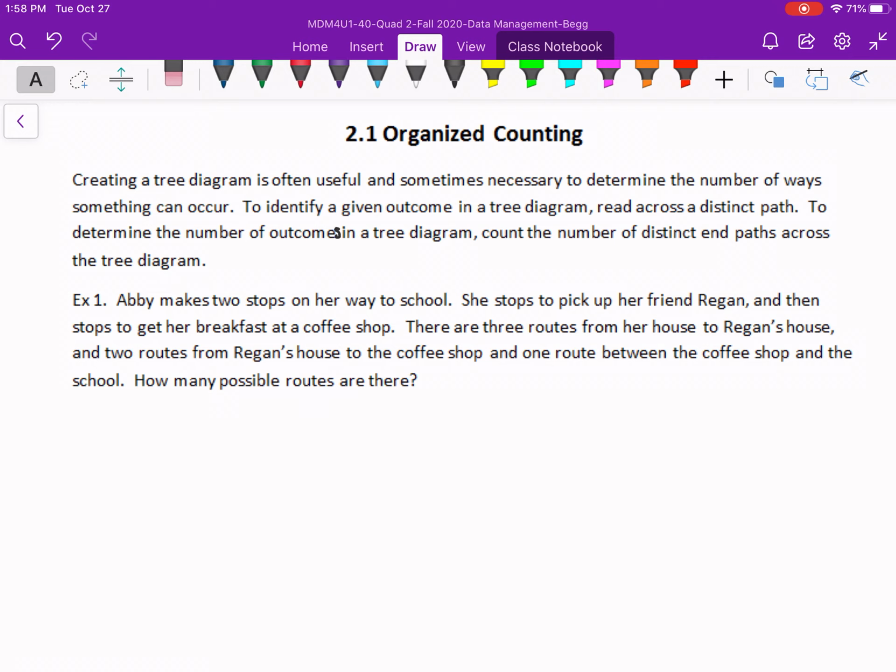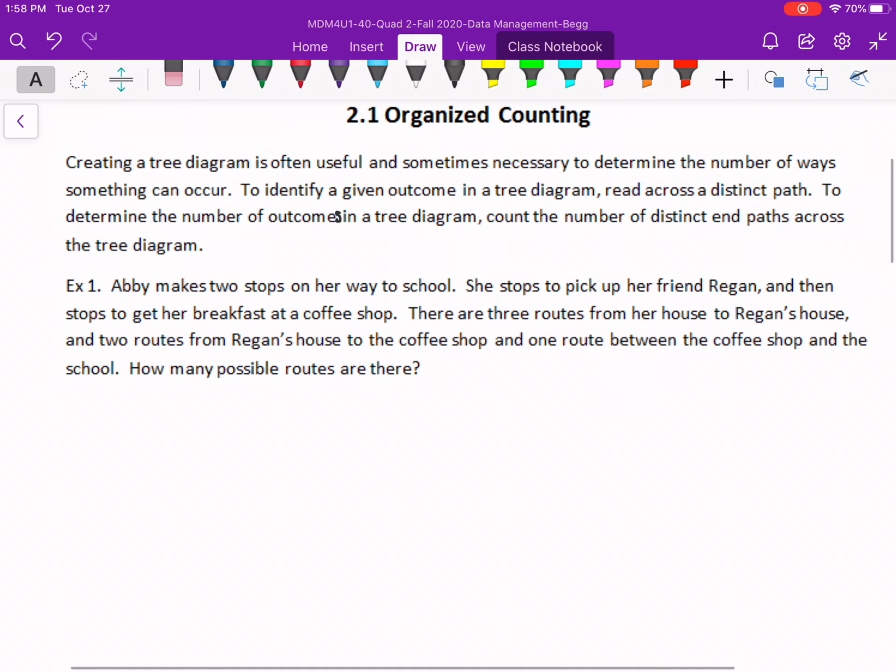However, when we're dealing with probability, we often have to count very large numbers of outcomes, and so we need some techniques to be able to do that. So that's what permutations is, one of those techniques. We're not going to look at permutations in this lesson, but that's what this second unit's about. So lesson 2.1 is more about just this idea of organized counting, and in particular a little bit more on tree diagrams.